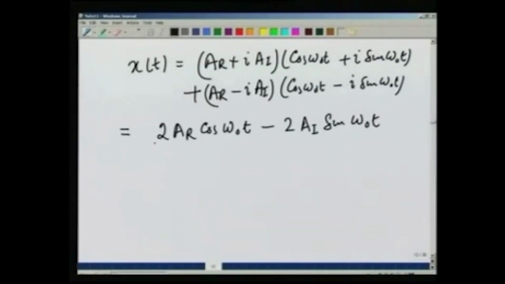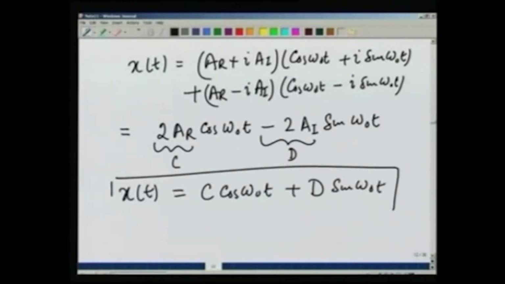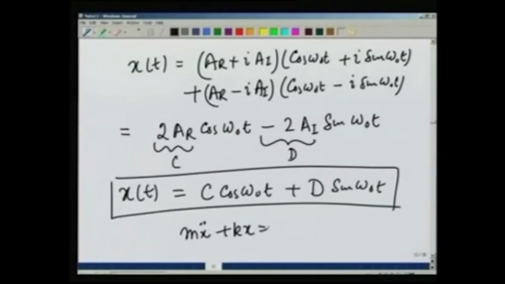If I call these constants c and d, where d is minus 2 a imaginary, I can also write my solution as x(t) equals c cosine omega 0 t plus d sine of omega 0 t. That's another way of writing the solution of the equation mx double dot plus kx equal to 0, which is equivalent to the solution that I got earlier in terms of e raised to i omega 0 t and e raised to minus i omega 0 t.